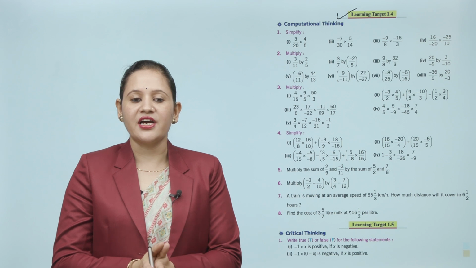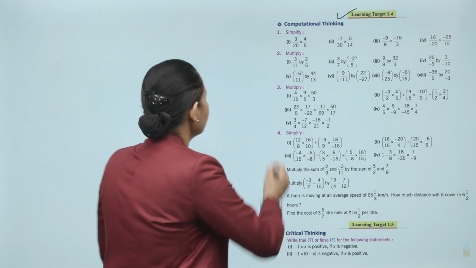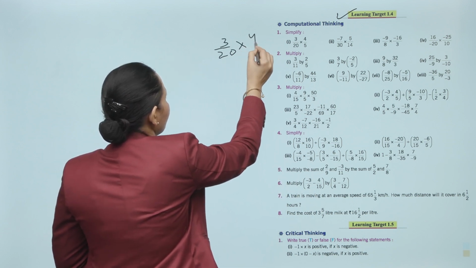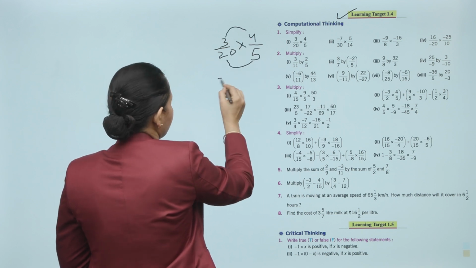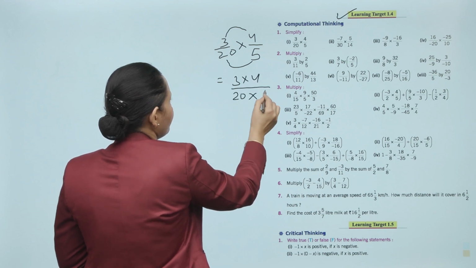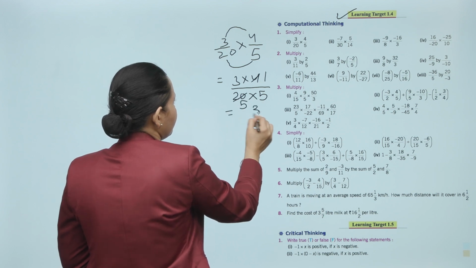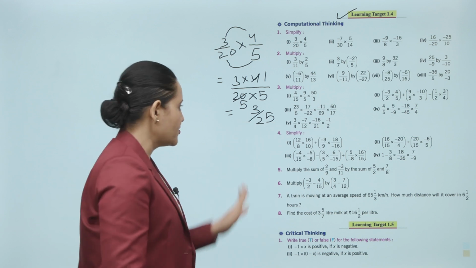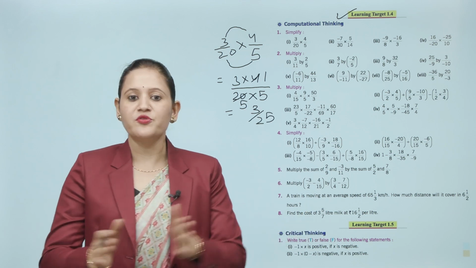Computational thinking. Simplify. First is 3/20 multiplied by 4/5. So न्यूमरेटर को न्यूमरेटर से, डिनोमिनेटर को डिनोमिनेटर से. 3 into 4/20 into 5. 4 ones are 4 and 5. So 3/25 is our answer. This is in lowest term. So this is our answer. Clear? Do all the question. We move to next topic.